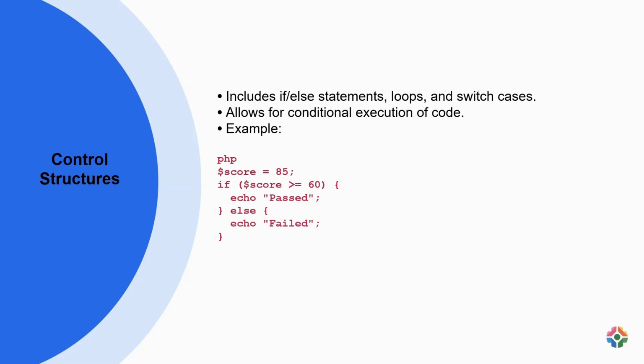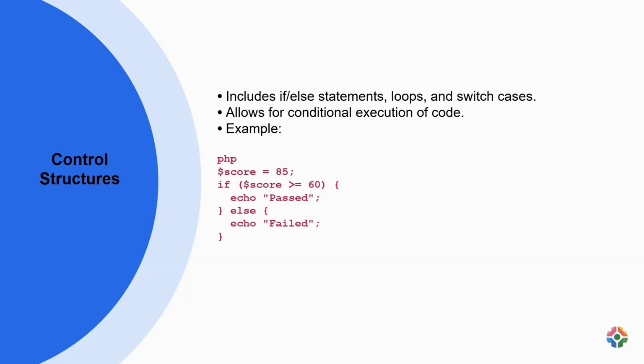2. Loops, such as for, while, and do-while, repeat code blocks multiple times based on certain conditions. These are handy for iterating through data structures or performing repetitive tasks. 3. Switch cases offer an alternative to nested if-else statements when dealing with multiple branching conditions. This construct executes a block of code depending on the value of a variable.